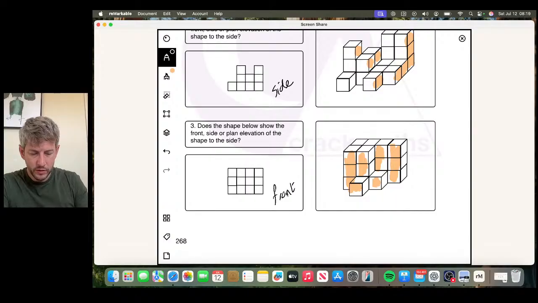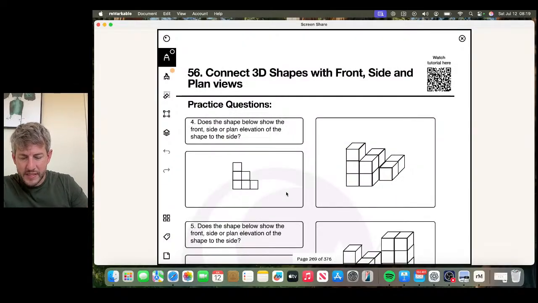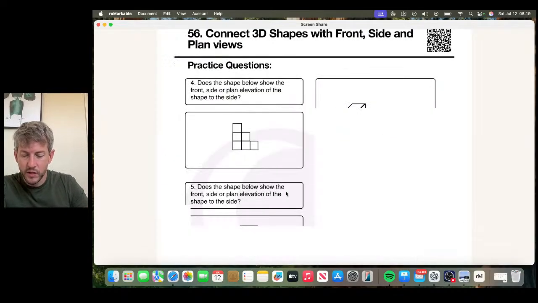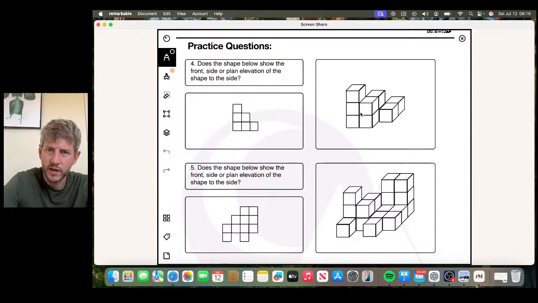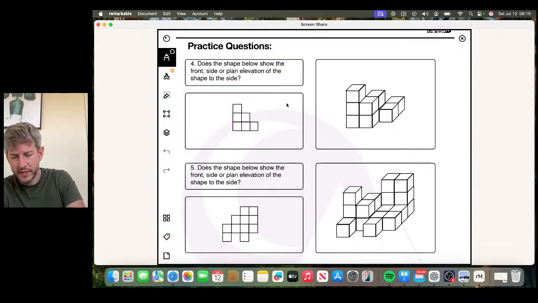Okay, right. Let's just do these. They only come in a set of 6, so we can get those done. So practice questions. Does the shape below show the front, side, or plan elevation of the shape to the side? Okay, so this is, to me, ooh, this actually could be the front or side.